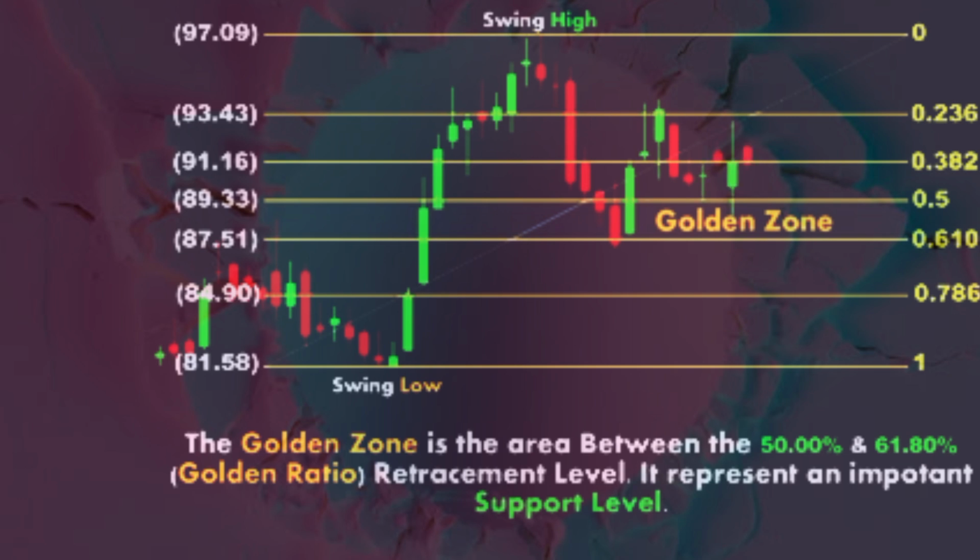Round numbers like 1.3000 in euro to US dollar or 1.0000 in Australian dollar to US dollar are considered psychological levels and often see a clustering of orders.